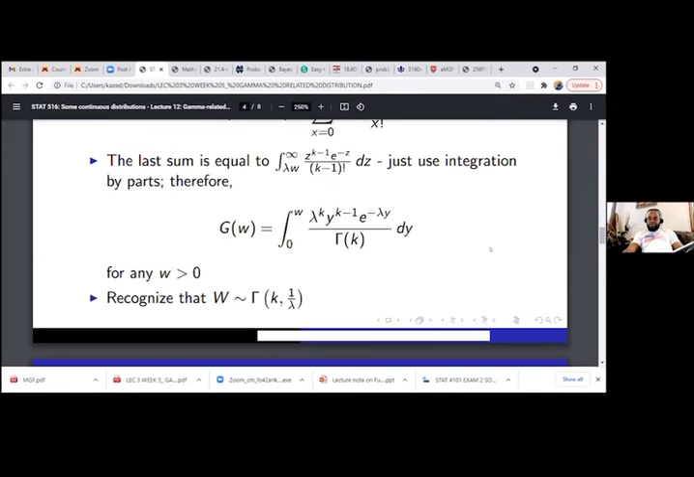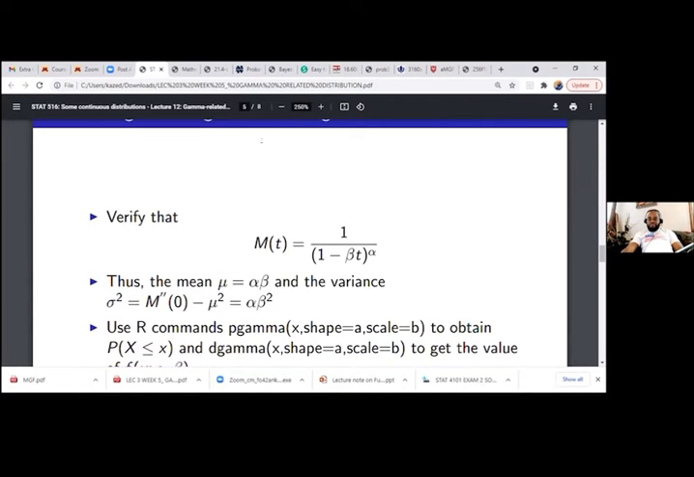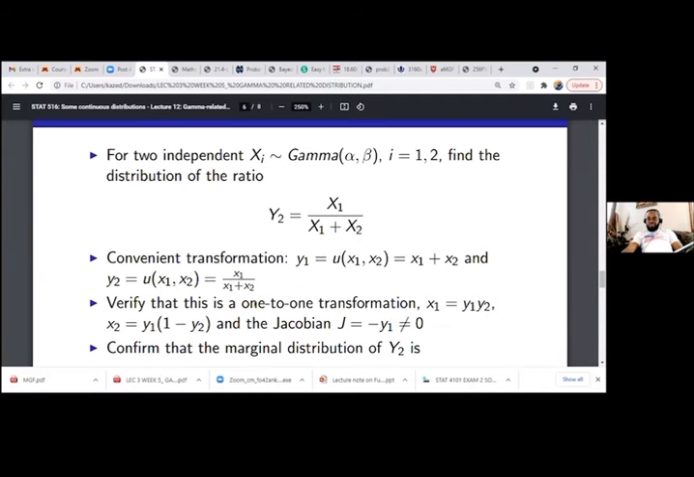Now, I'm going to stop the share and walk you through something. I'm going to obtain the CDF of the gamma distribution, and not only that, I'm also going to obtain the mean, using the moment generating function. The mean is alpha beta, and the variance is alpha beta squared. I will quickly do that for you, so give me 1 second. I'm going to stop my share, and now I'm going to share my whiteboard.